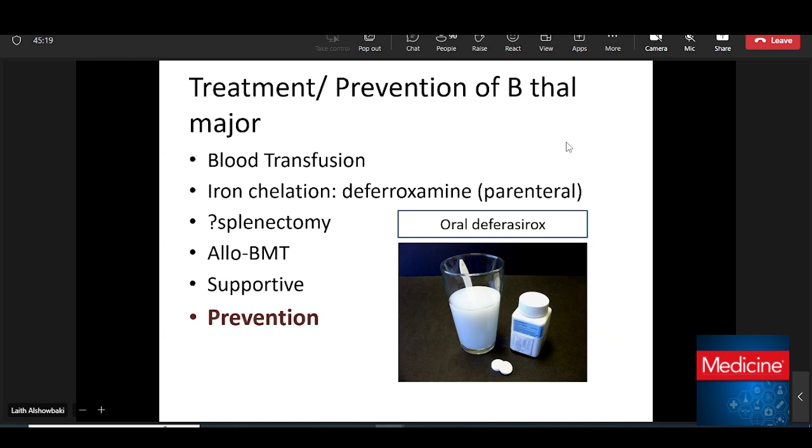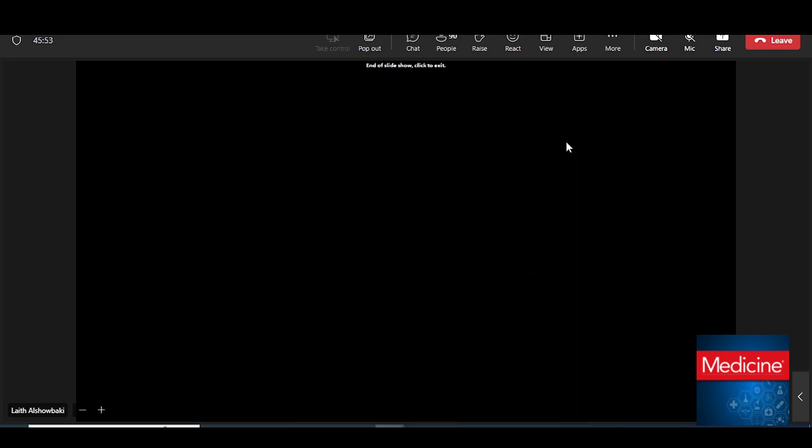So, in the unlikely situation in which a patient is born with thalassemia, depending on the severity, if you're dealing with thalassemia major, then blood transfusion and after a certain point iron chelation, and maybe splenectomy, are all indicated for those patients, and the most definitive treatment sometimes would be allogeneic transplant. And thank you very much.